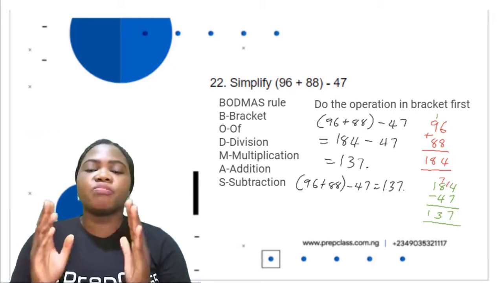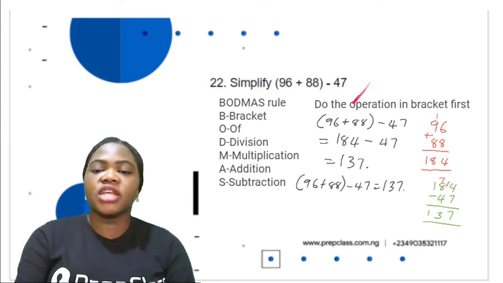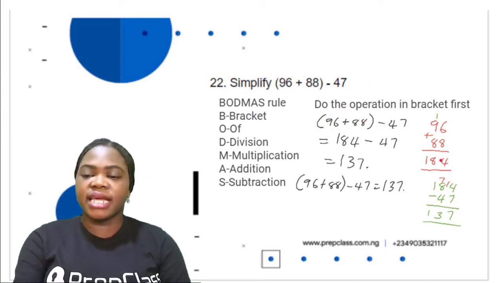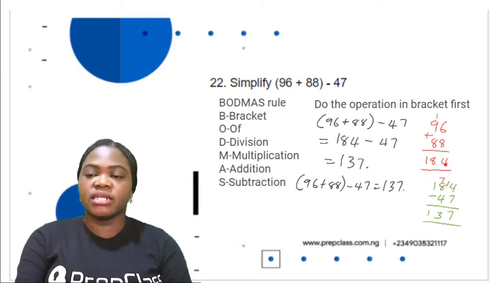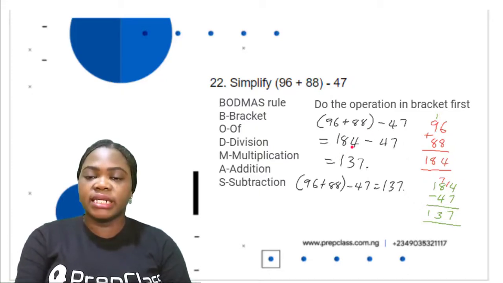According to the BODMAS rule, we have to do the operation in the bracket first. The operation in the bracket is 96 plus 88. So let's do 96 plus 88 here. 6 plus 8 is 14. Write 4, carry 1. 9 plus 8 is 17, plus this 1 is 18. So 96 plus 88 is 184.